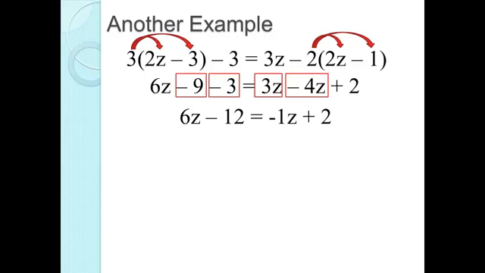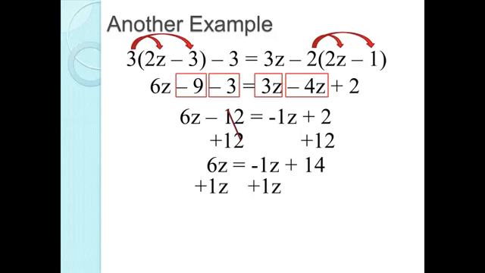Now we can move numbers to the right-hand side. To move negative 12, we will add a positive 12 to both sides. We are left with 6z equals negative 1z plus 14. Next, we can move negative 1z. We can do that by adding a positive 1z to both sides. We are left with 7z equals 14. Our last step would be to divide by 7. 14 divided by 7 leaves us with the final answer of z equals 2.